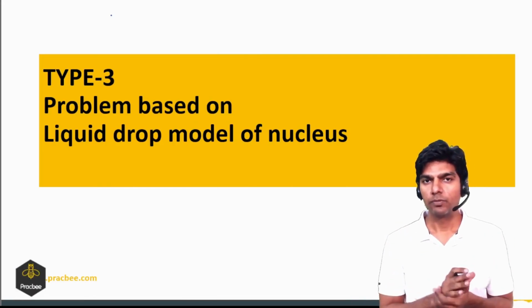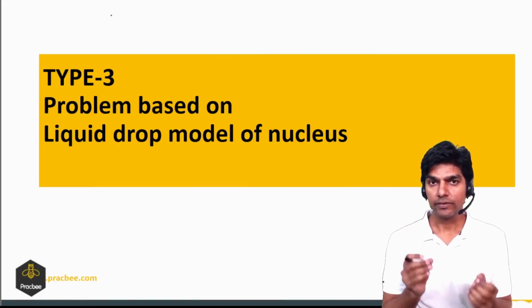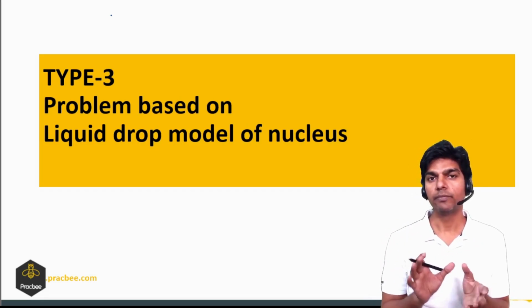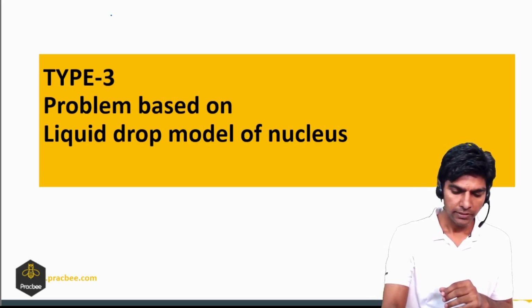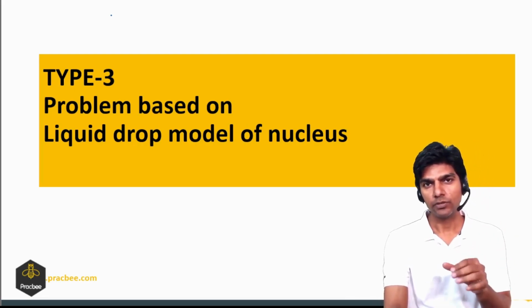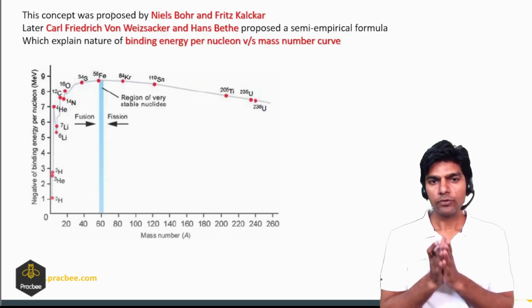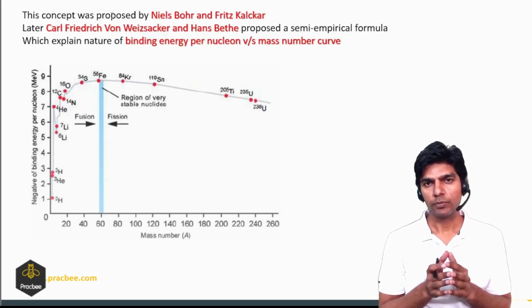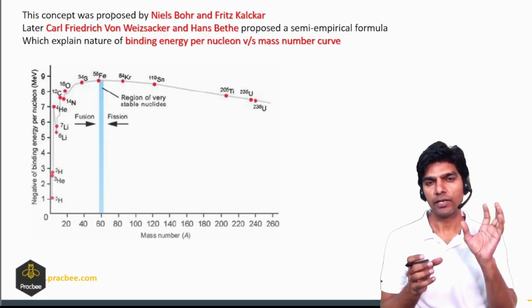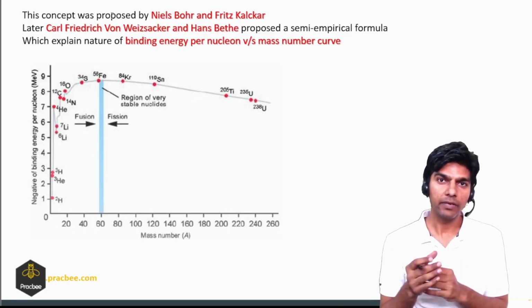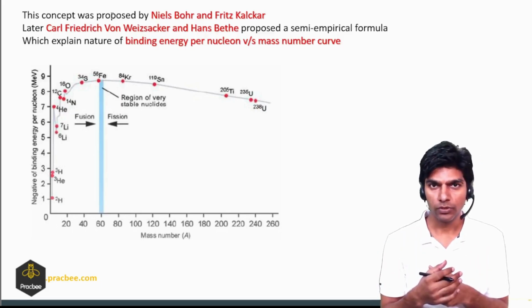Right, so the last problem type that we have to discuss is liquid drop model of nucleus. You should know just the basics of this, and then you'll be able to crack the problem. So let us see. Anyway, you'll study about this in depth in your college. So let us see what this model is all about. According to Niels Bohr and Kalckar, they proposed that if we treat the nucleus just like a liquid drop, then we can draw some similarity and we'll be able to study the binding energy of the nucleus.